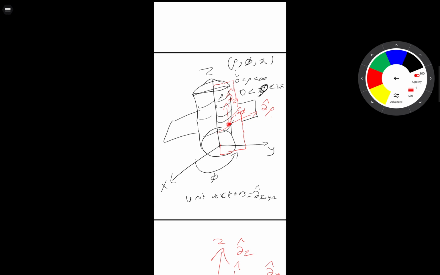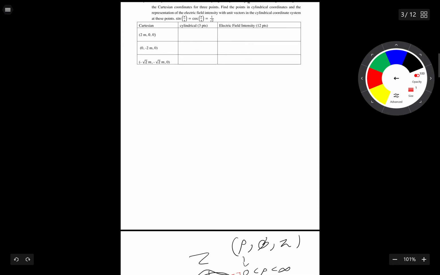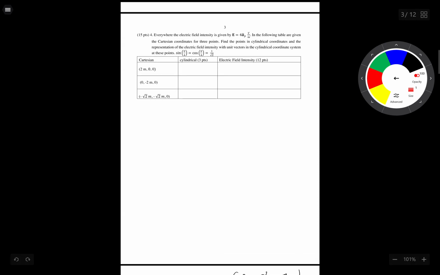I think I would be able to better demonstrate it conceptually and explain it better when I'm working on this problem we have right here. So we have been given a uniform electric field intensity in the a sub y direction and magnitude 4.